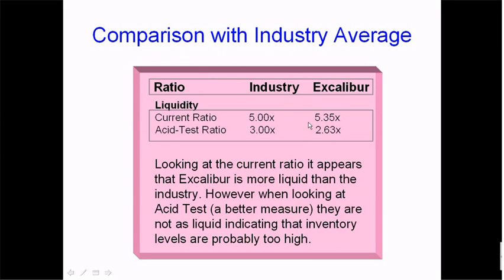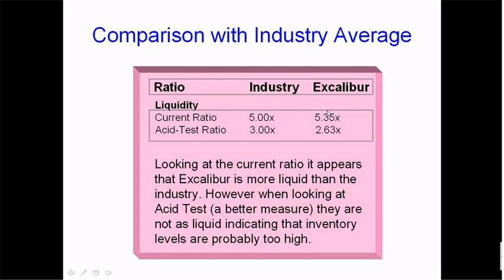Okay, so you can see that if we only look at the results of Excalibur Corporation, we may not know anything. All that we know that, oh, for every one ringgit of current liabilities, I have 5.35 ringgit of current assets to pay back. But we do not know how similar firms perform. So we have to compare it with either another firm in a similar industry, or we just compare it with the industry average. Then we get a clearer picture.